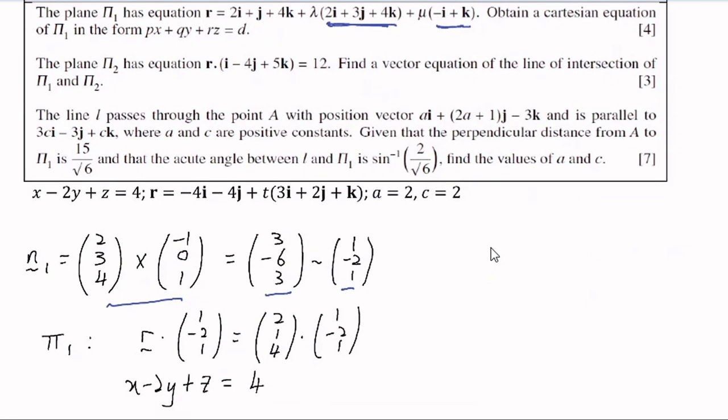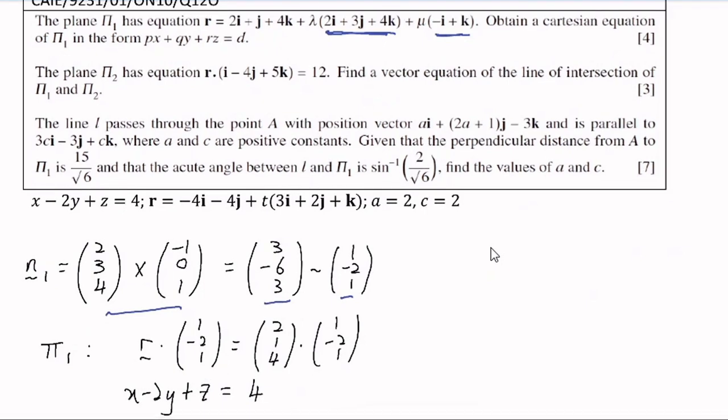Okay, then after that, we can start forming the equation of the plane. So r dot n equals a dot n. This a here, we use the point 2, 1, 4, dot n. With this, we get this plane equation here for pi 1.